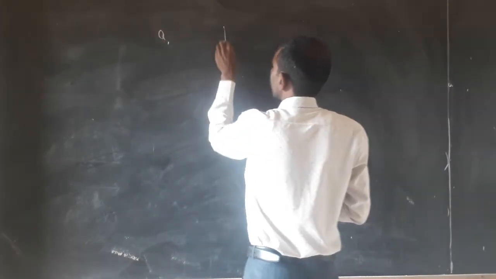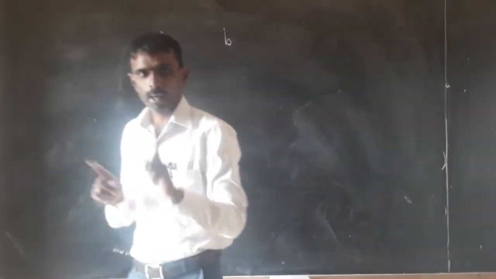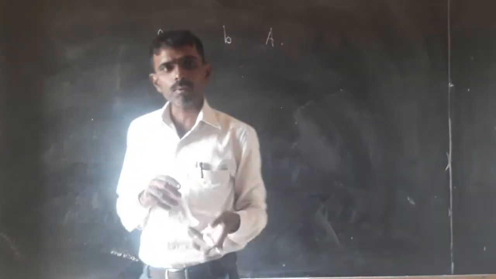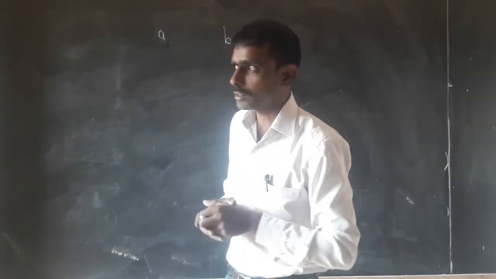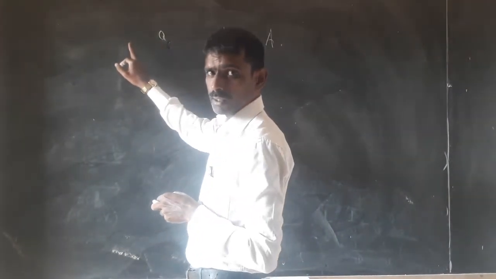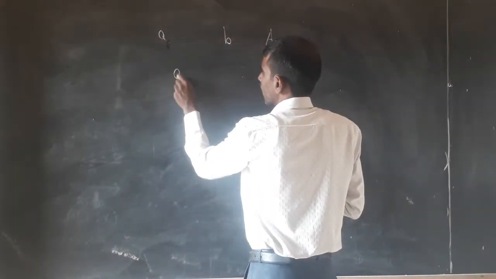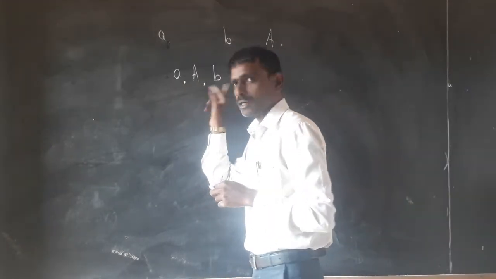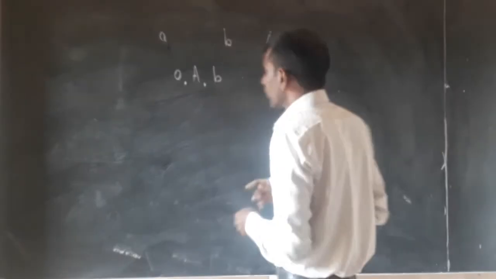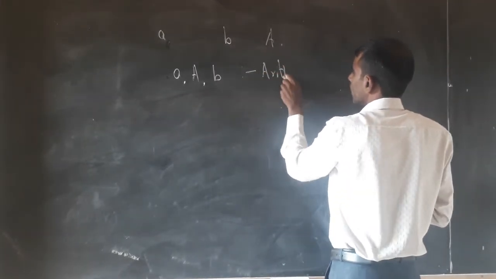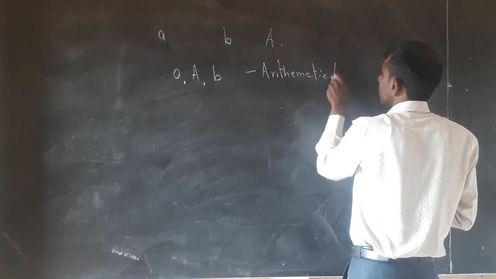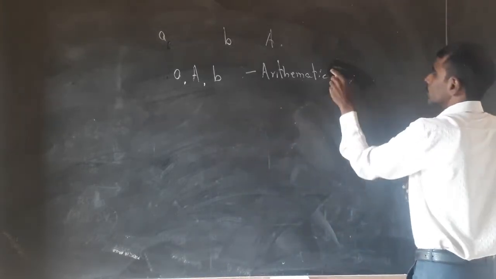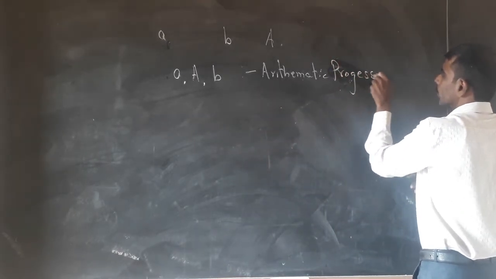So if a and b are any two numbers, and if capital A is the number which is inserted in between a and b, then a, A and b form an arithmetic progression, and A is the arithmetic mean between these two numbers.